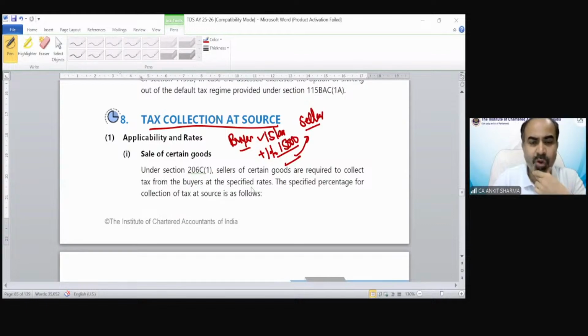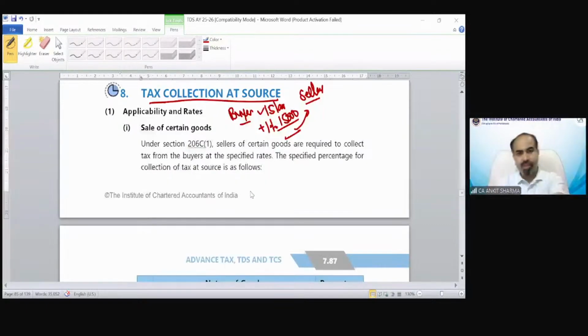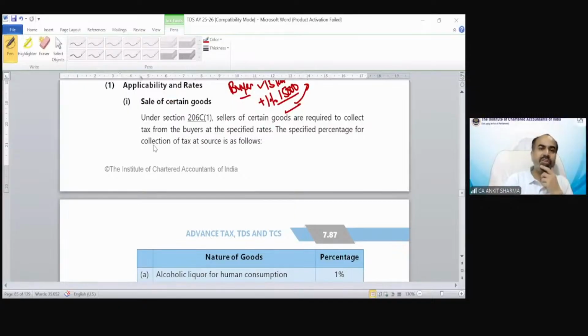Moving on to tax collection at source, now the applicability and rates. Sale of certain goods. Initially this was the only part of TCS. After the amendment, TCS has now been expanded into multiple sections, but earlier there was only the section 206C(1) case. And it says sellers of certain goods are required to collect tax from the buyer at the specified rate.